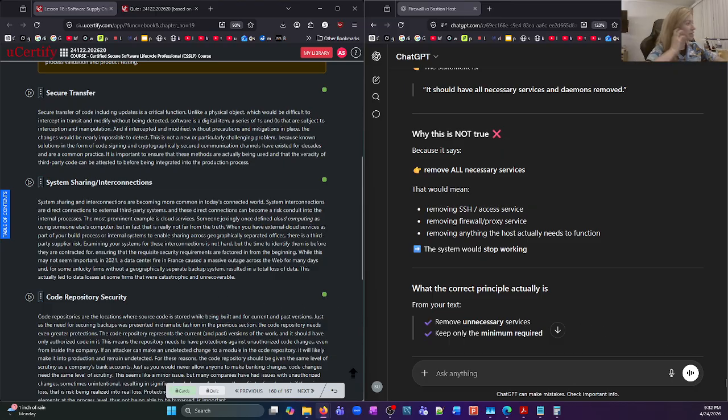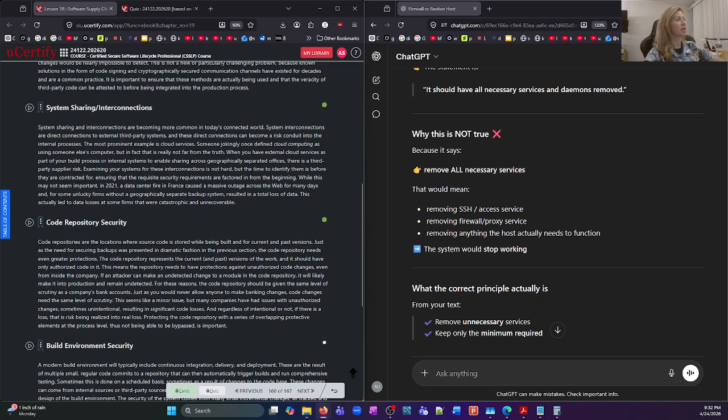System sharing and interconnections are becoming more common in today's connected world. System interconnections are direct connections to external third-party systems, and these direct connections can become a risk conduit into the internal process. The most prominent example is cloud services. Someone jokingly once defined cloud computing as using someone else's computer. But in fact, that is really not far from the truth.